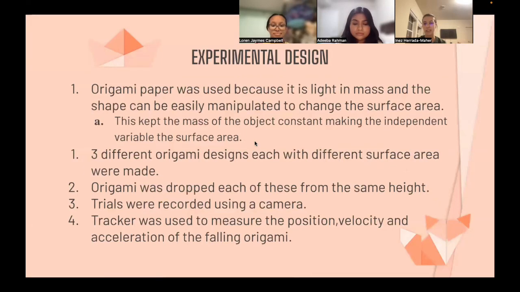For experimental design, we used origami papers so that we were able to keep the mass of our 3 trials constant while using surface area as our independent variable. We did this by folding 3 different origami designs, each with a different surface area. We then dropped each origami from the same height while recording, and then used Tracker to measure the position time graph, and velocity and acceleration time graphs.